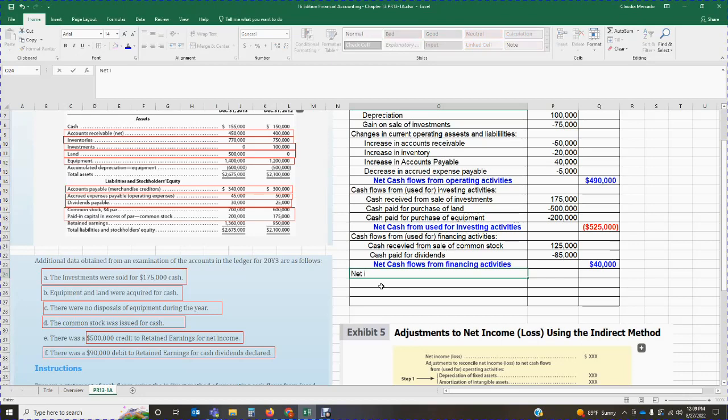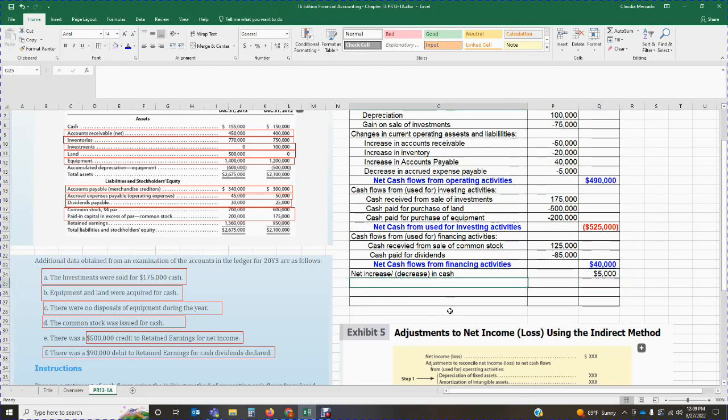Net increase or decrease in cash. It just depends: if it's a positive number, it's an increase; if it's a negative number, it's a decrease. So we're going to add our three totals: 490 plus negative 525 plus 40,000. That gives me an increase in my cash of $5,000. So cash increased by $5,000.